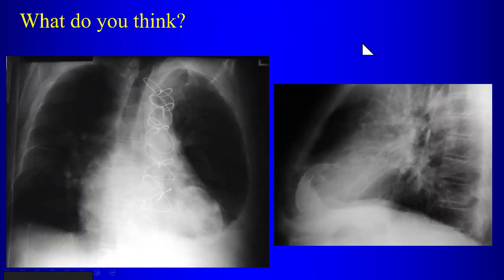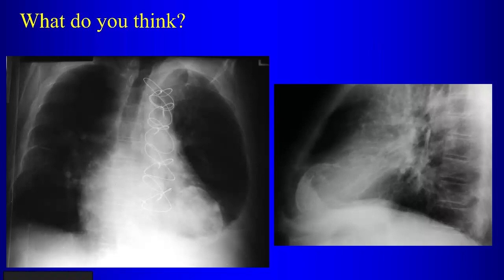What do we think of this case? Myocardial calcification. So where's the calcification here? Left ventricle. What part of the left ventricle? Inferior wall and apex. Apex, right. So what's the significance of this?